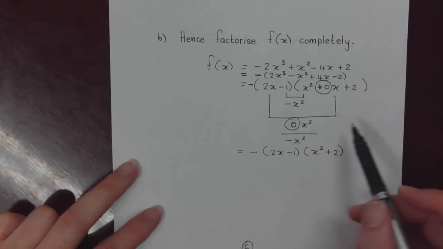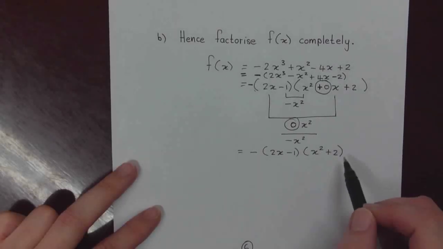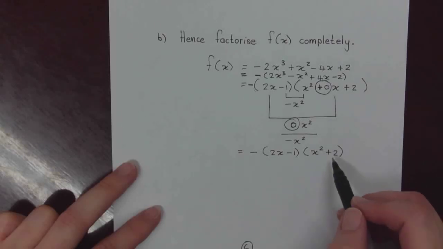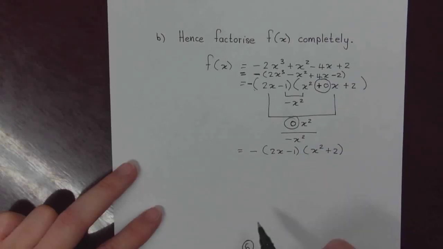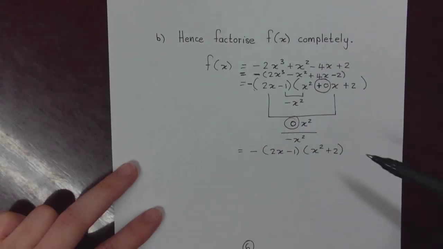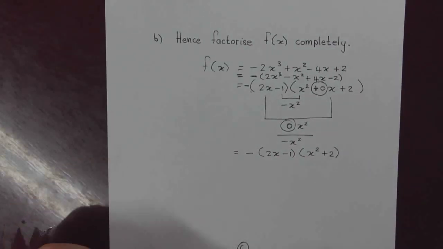You'll notice I'm not going to continue, because x squared plus 2 can't be factorized any further, because that's the sum of a square and a normal number. So this is in fact completely factorized. And this is then using your factor theorem to factorize these cubic polynomials. So in the next video, we will look at the most important work in this chapter, which is solving third degree equations. Thank you guys.